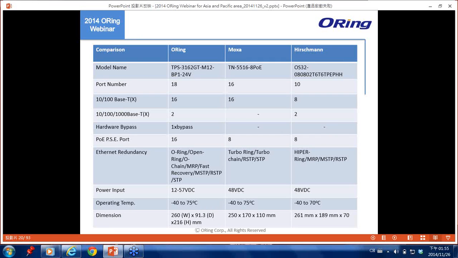So this is as well a comparison table for reference, where we have a total of 18 ports. We have 16 ports of 1000 PoE ports. One thing I want to mention too is that for most of the time, for Hirschmann or maybe for other companies, for PoE switches, what I can find is that they mostly only have 8 PoE ports. And for ORing products, now we have 16 ports of 802.3af, and this is one of the points you may want to pay more attention to.